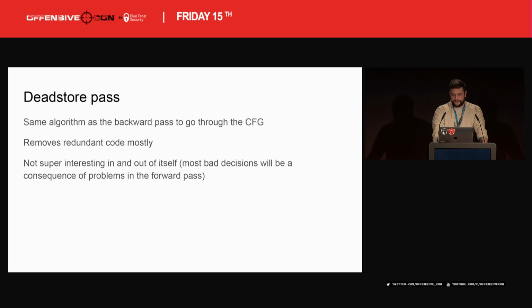And now the dead store pass, which is the last thing that runs in the JIT compiler, is the same algorithm as the backward pass, so you go over each block backward, over each instruction backward. And mostly it removes redundant code, like redundant type checks and that sort of stuff. At least in my experience, I don't find it super interesting in and out of itself, because all the bad decisions that are taken in the dead store pass are basically consequences of bad decisions that you took in the forward pass. So if you want to look for bugs, while Chakra still has a bug bounty program, go look at the forward pass.